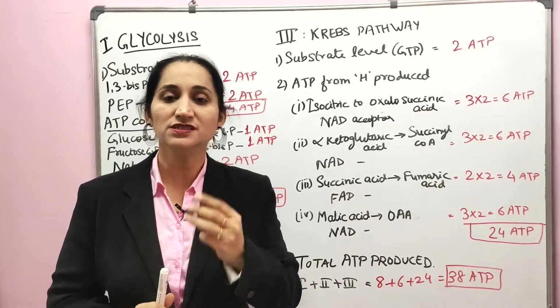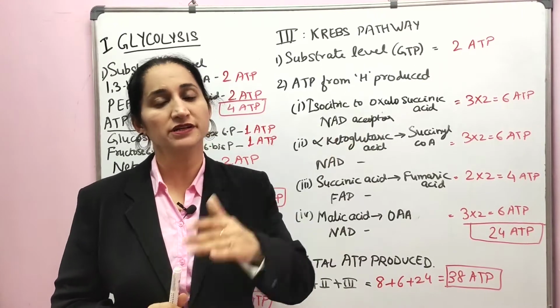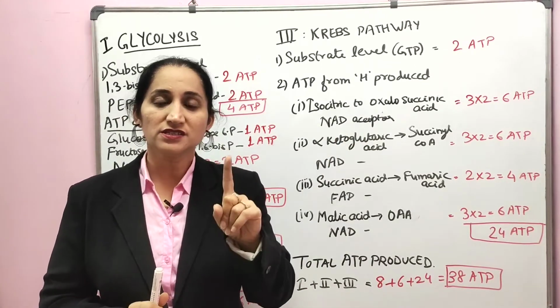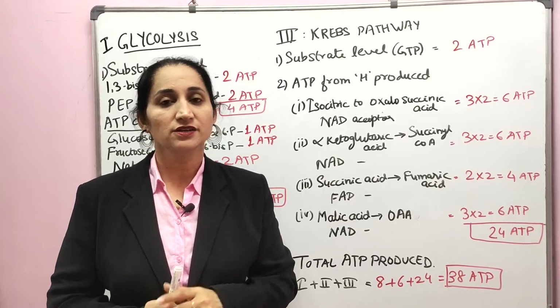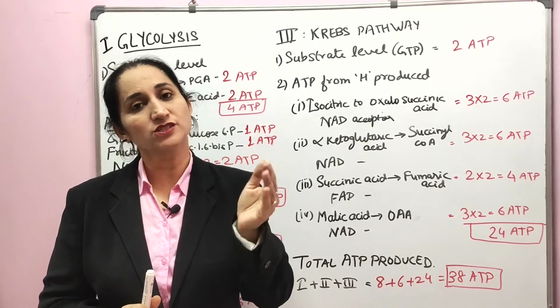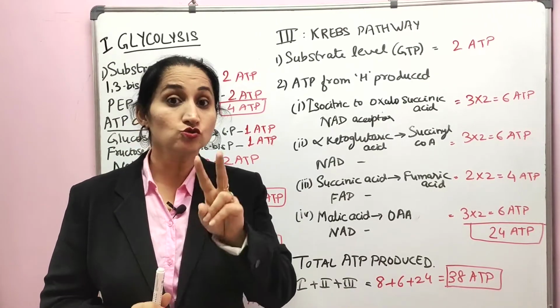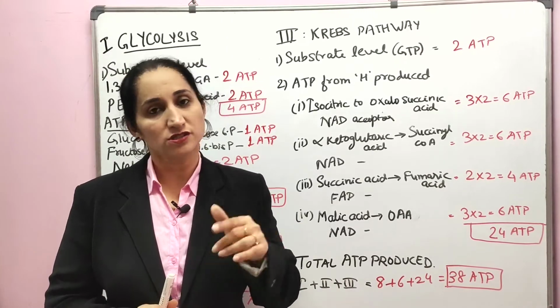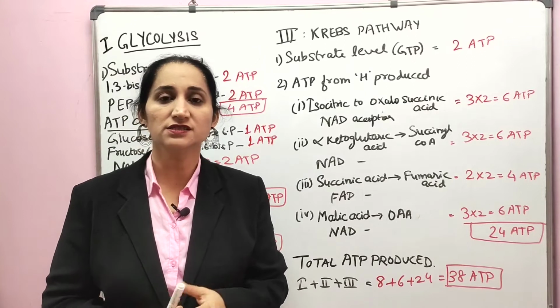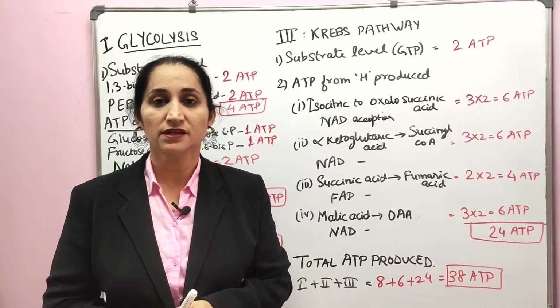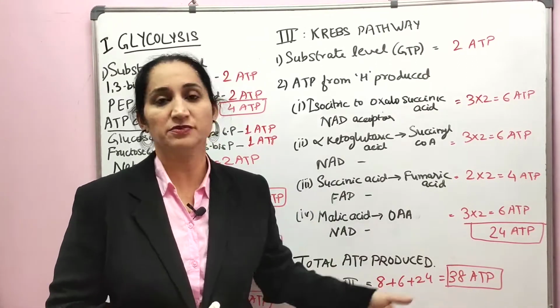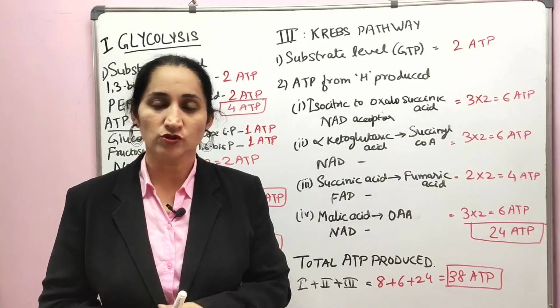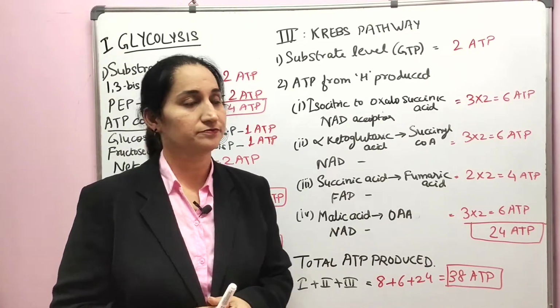There were three main stages in which glucose was completely oxidized. The first stage was glycolysis, in which one molecule of glucose was oxidized to two molecules of pyruvic acid. In the next stage, pyruvic acid oxidation was done. The third stage was the Krebs citric acid cycle, in which again many ATPs were produced. So let us have a detailed look.